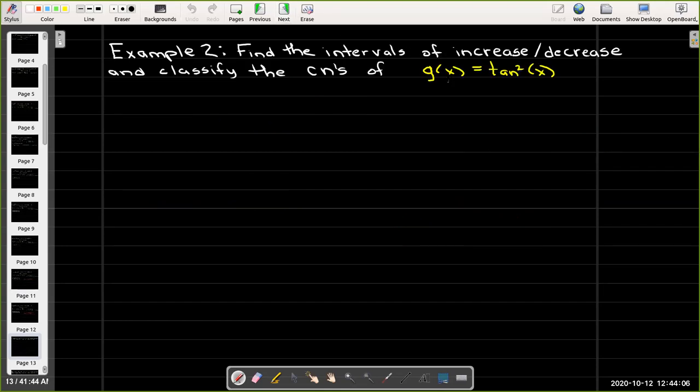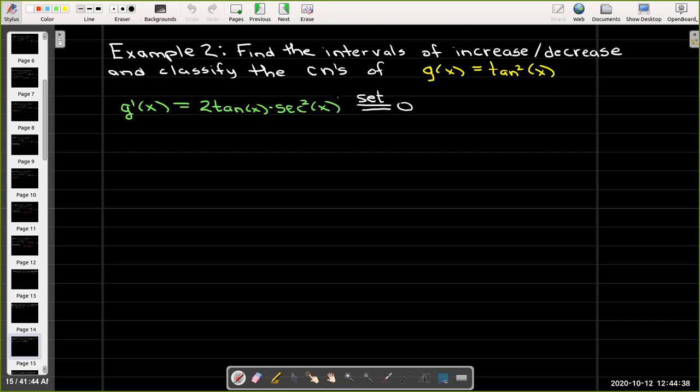All right, so in our second example, we're asked to find a little bit more information. We want to classify the critical numbers, and we also want to find the intervals of increase and decrease for g of x equals tangent squared of x. So again, I'll start by taking the derivative, remembering to use the chain rule. And I'll set that equal to zero.